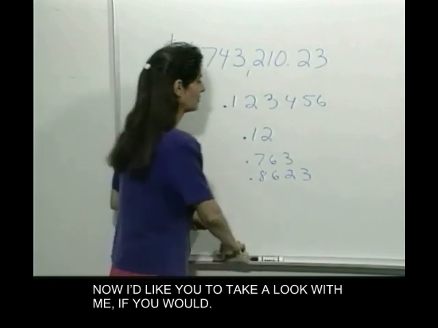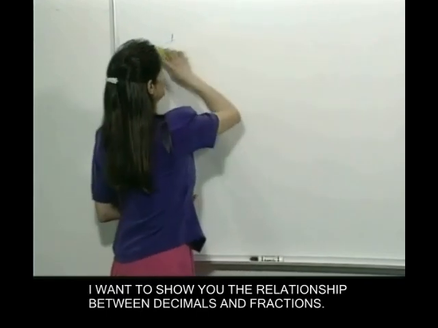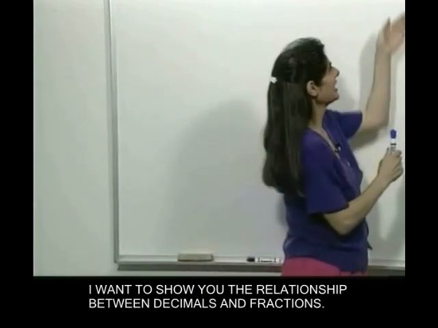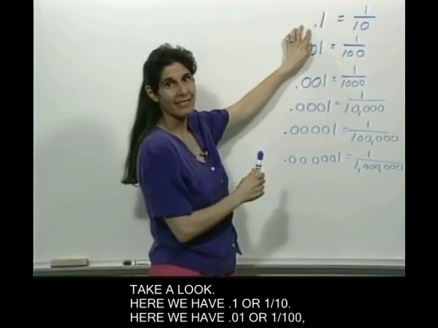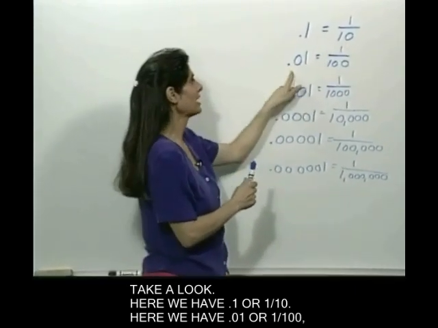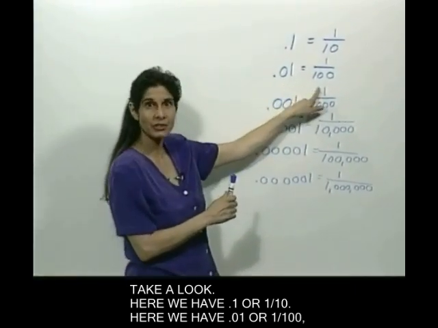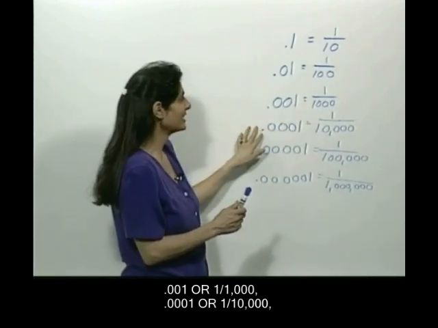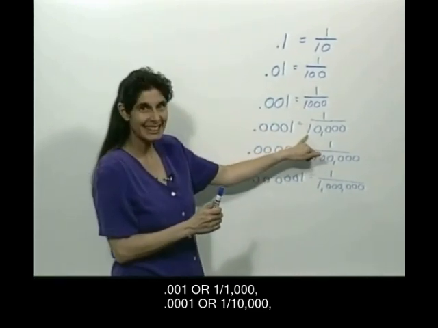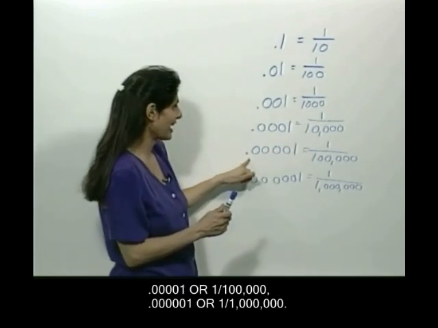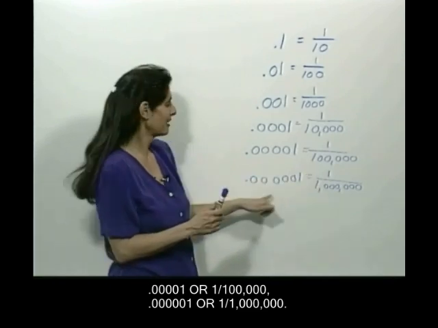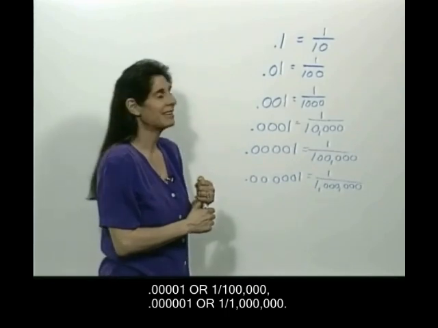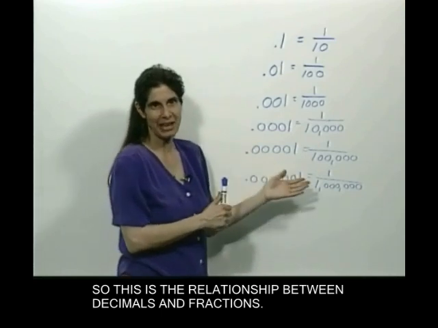Now I'd like you to take a look with me, if you would. I want to show you the relationship between decimals and fractions. Take a look. Here we have 1/10, 1/100th, 1/1,000th, 1/10,000th, 1/100,000th, and 1/1,000,000th. So this is the relationship between decimals and fractions.